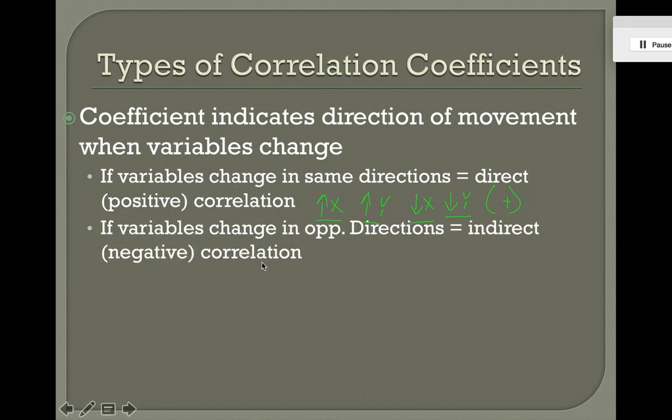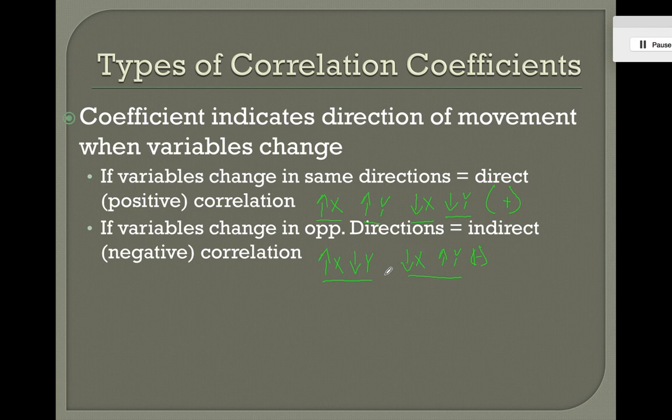Now, if the variables change in opposite directions, we are going to be having what we call an indirect or a negative correlation. And again, remember, as x goes up, we would assume then that y would have to go down, or as x goes down, y goes up. So here, that's negative for you in both of these cases, because again, we have opposite movement occurring for both x and y in both situations.